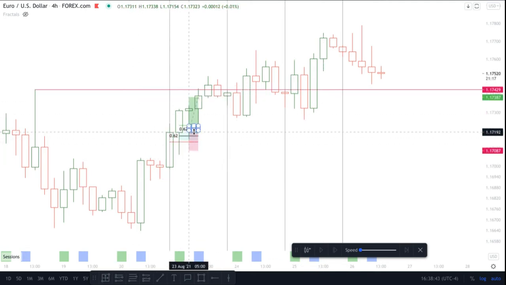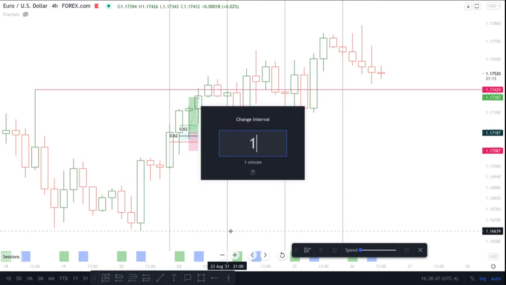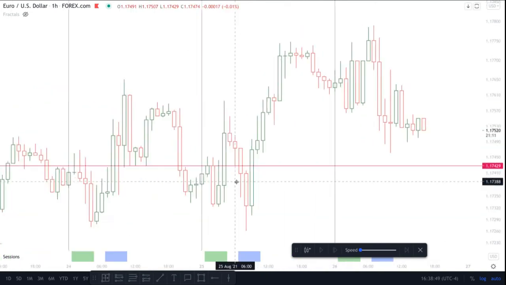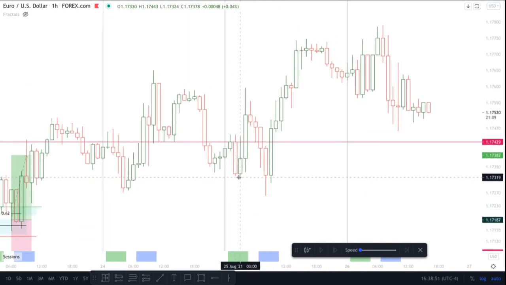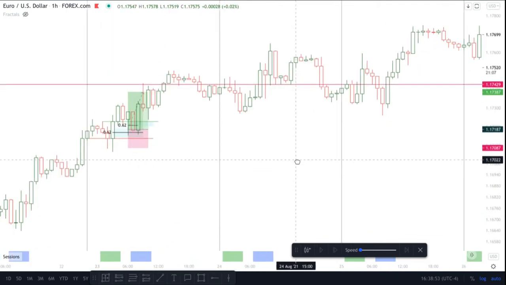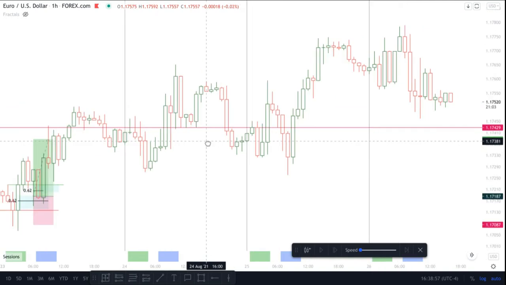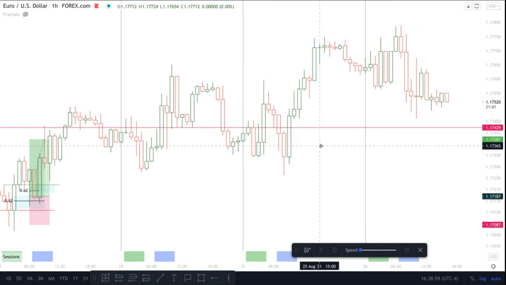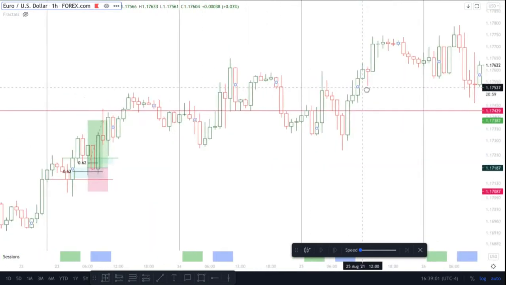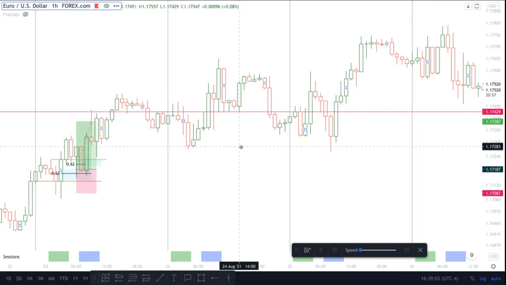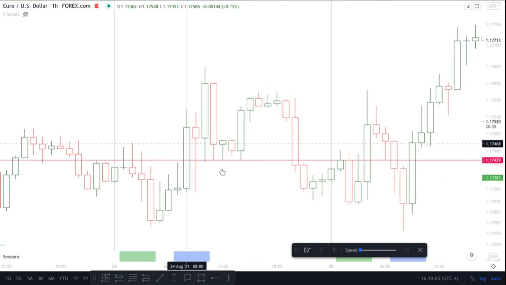What day did I take a loss? I think I took a loss on Tuesday or Wednesday. Let me look at the price action. Oh, so I traded on Monday. I missed this trade on Tuesday. Then I took a loss here on Wednesday. And then I took a win here today on Thursday. So let's review this Tuesday trade that I missed.